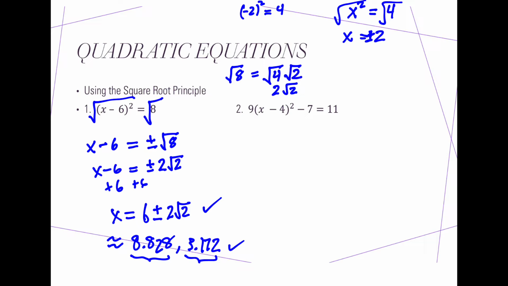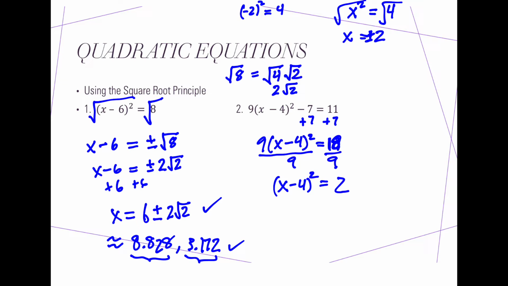If we start off with something where the x squared part is not isolated, we need to make it so. So in this case, if I want to first just get rid of that subtraction of 7, that leaves me with 9 times (x minus 4) squared equals 18. And then I can also, in this case, divide both sides by that multiplication of 9. And so I end up with (x minus 4) squared equaling 18 divided by 9, which is 2.